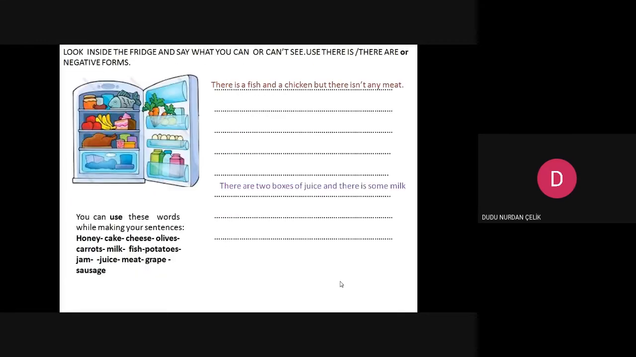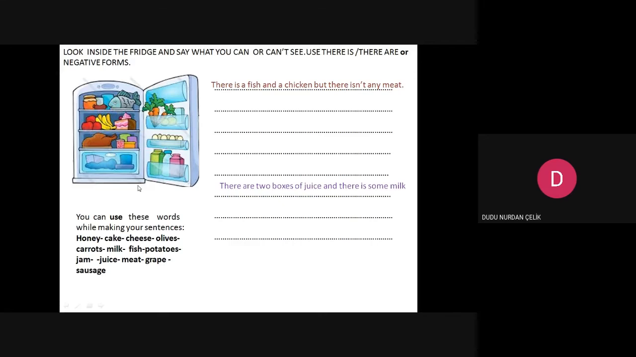Let's have a look at the other page. Here we have got another fridge picture. We're going to say sentences that we can see here. We are going to make sentences with these foods or drinks using there is, there are, or negative forms: there isn't, there aren't. Here we have got some words: honey, cake, cheese, olives, carrots, milk, fish, potatoes, jam, juice, meat, grape, and sausage.